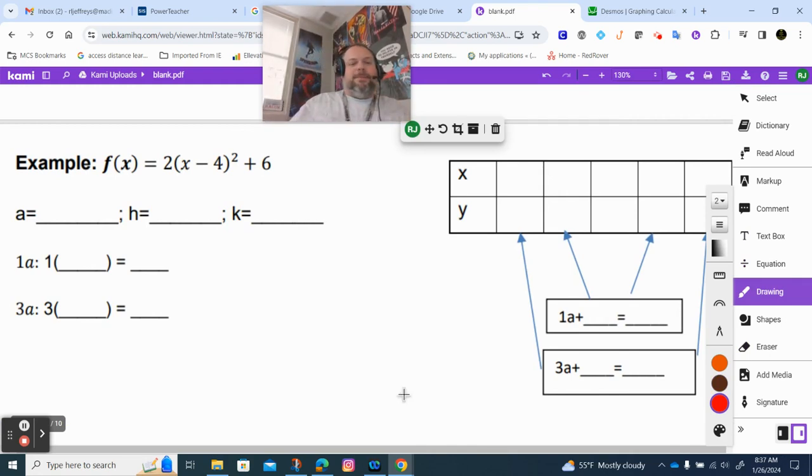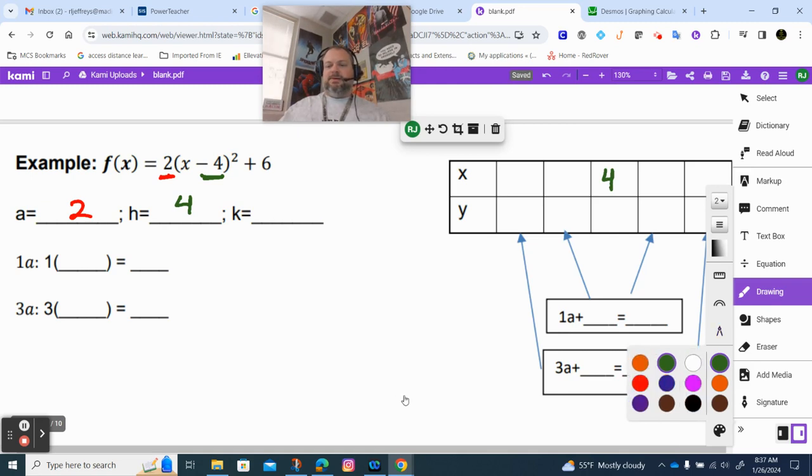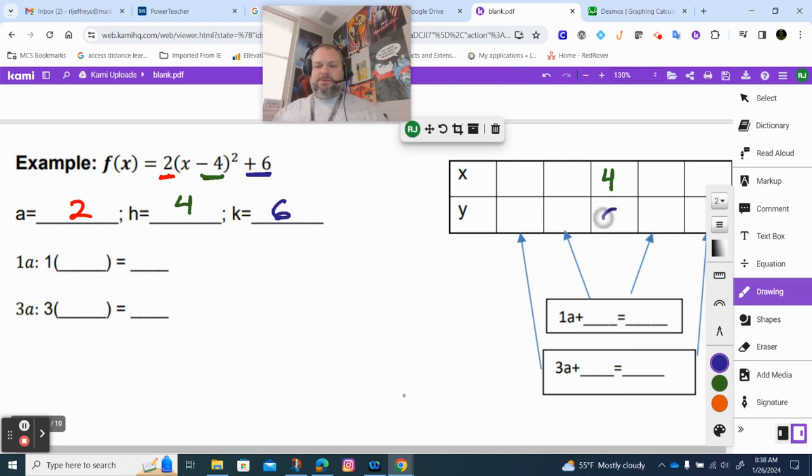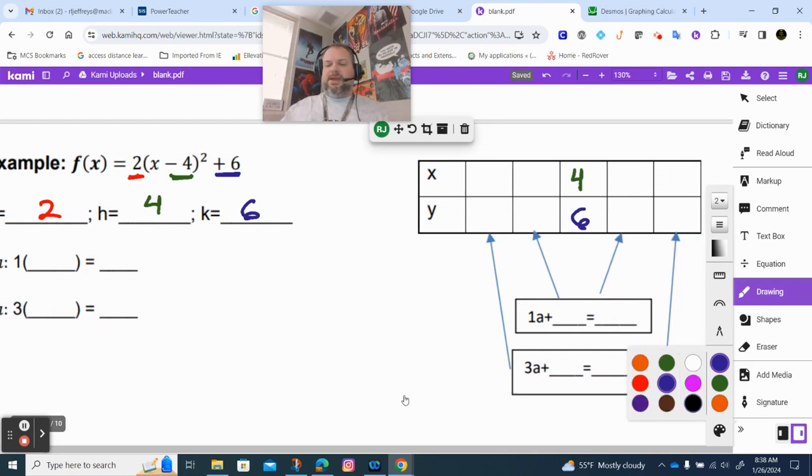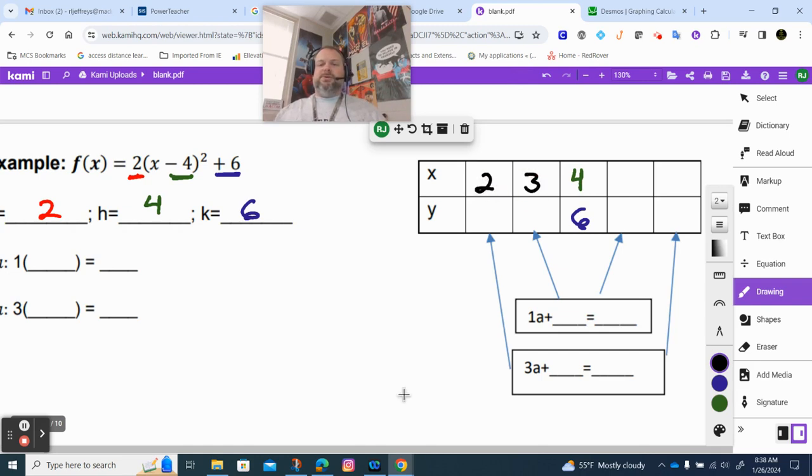All right. So let's look at this example. What is our A? 2. Okay. What is our K? 4. Yeah. And it goes right here. All right. And our K, 6. And it goes right here. All right. Now, if we're looking at the other numbers, this is 4. So this should go 3, 2, and then 5, 6. Okay. 1, 2, 3, 4, 5, 6.